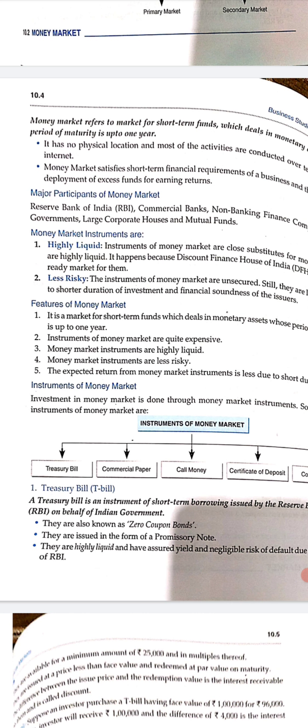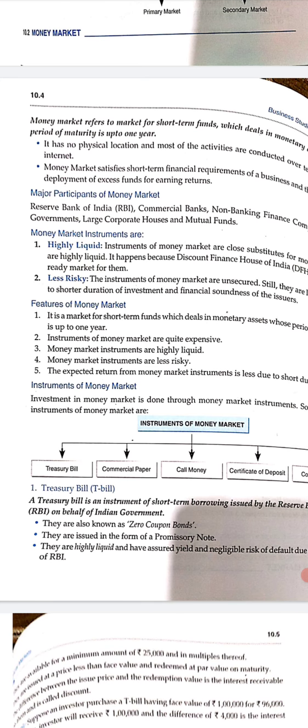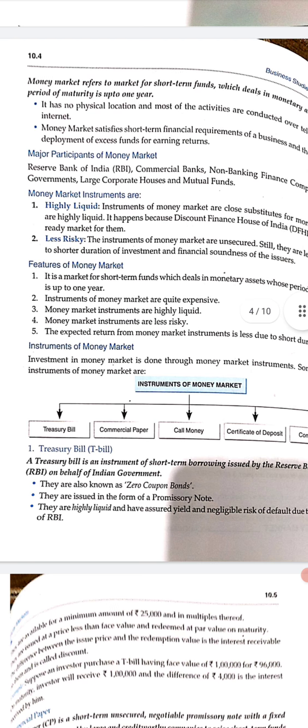The minimum amount of one treasury bill is 25,000 and after that we have to buy it in multiples of it. They are issued at a price less than the face value and redeemed at its face value on maturity. That's why we call them zero coupon bonds, because they are issued at discount and redeemed at face value. The difference between the issue price and redemption value is the interest receivable on them and is called discount, right?